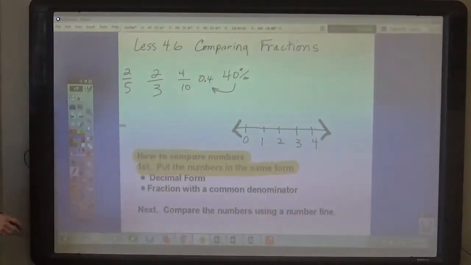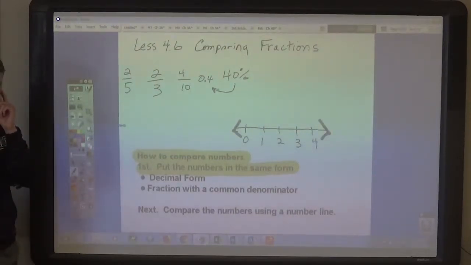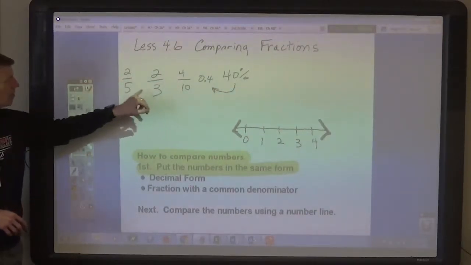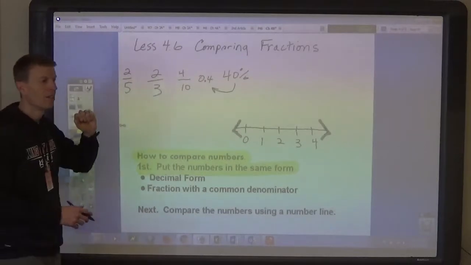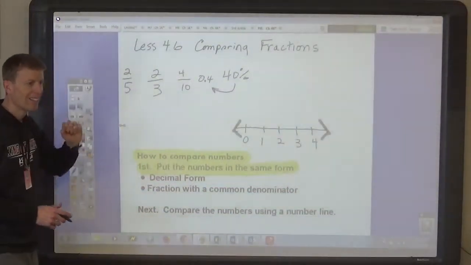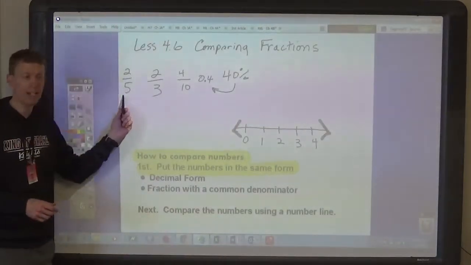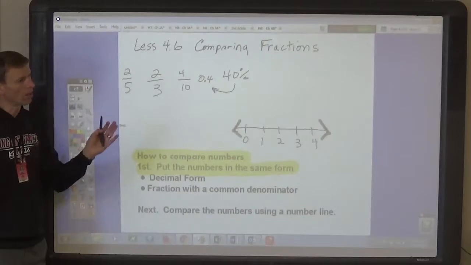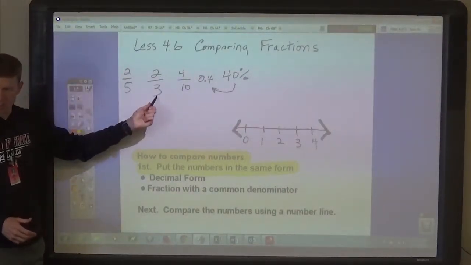Now, 2/3 and 2/5. How do we compare these? Compare the bottom number. Okay. What does the bottom number tell you? What's the total of the set that they have? Okay, it tells you how many you would use to make a whole. You'd use 5 of these pieces to make a whole. You'd use 3 of these pieces to make a whole. So that can be helpful.